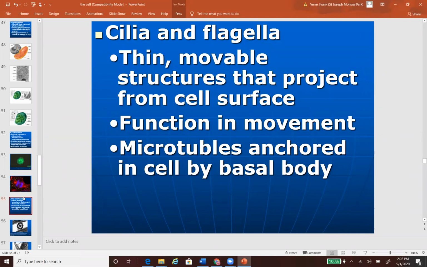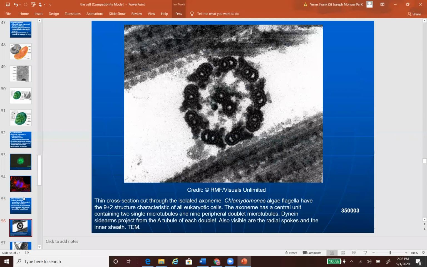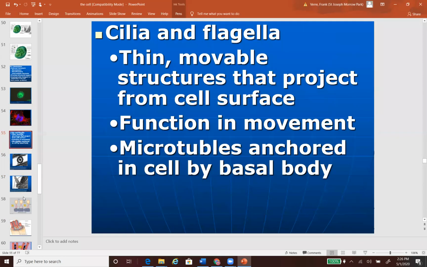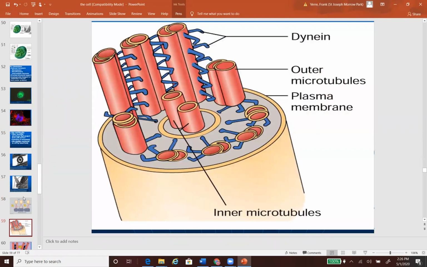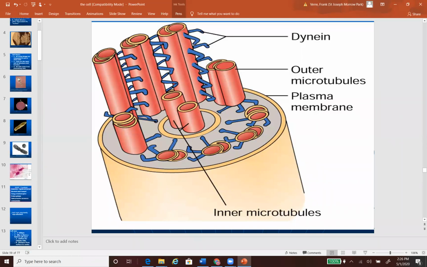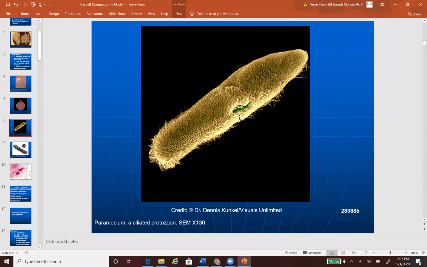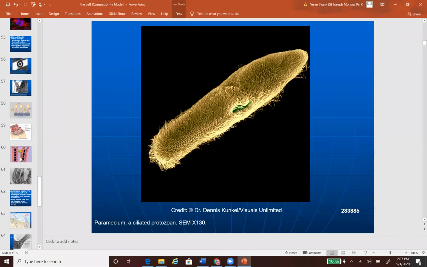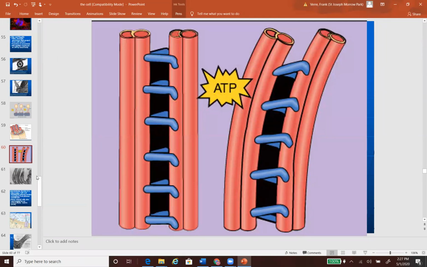If you've ever seen this structure on a cell, this is a cross section of the flagella. The flagella is a tail. So the cilia and flagella are little structures. The flagella is just longer than the cilia, but they're structures that allow for movement. A sperm cell has a long flagella. If I go back to this paramecium, you see all these little hair-like structures. Those are all cilia. Cilia and flagella both move back and forth, and that allows for movement.